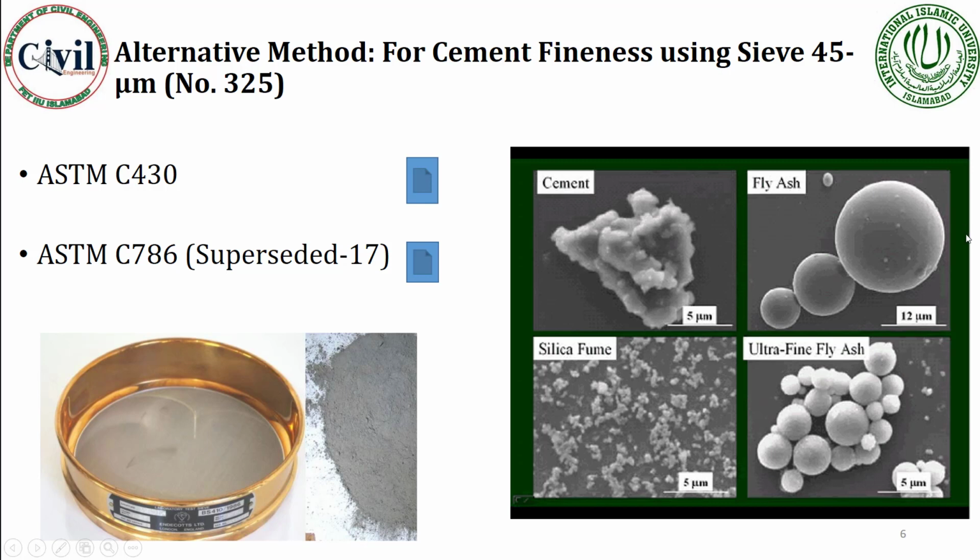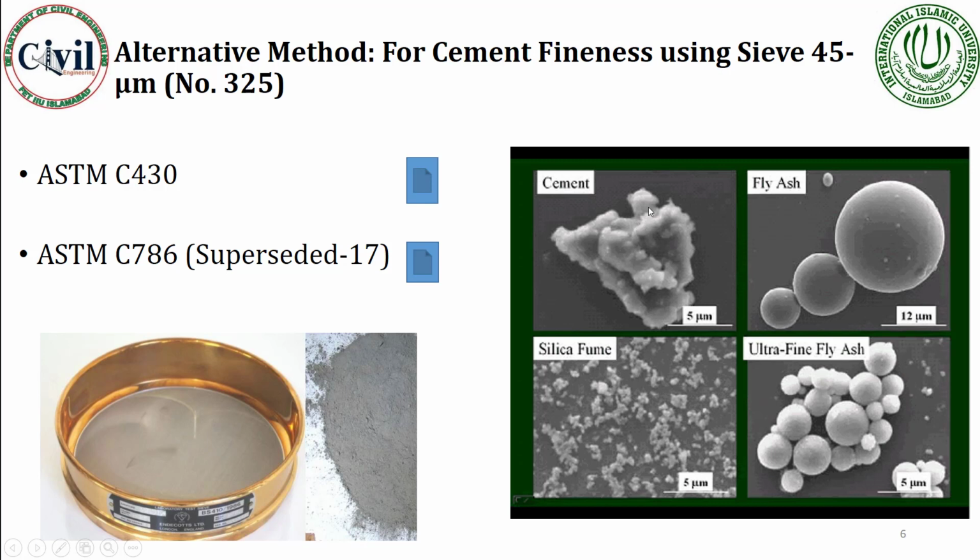So the catch is that the average particle size of cement is around 30 microns. So you cannot use a sieve with an opening size of more than 45 micron. So ASTM has replaced the standard ASTM C786 with ASTM C430.